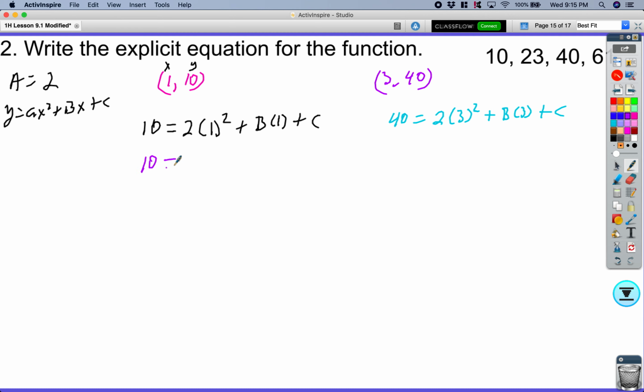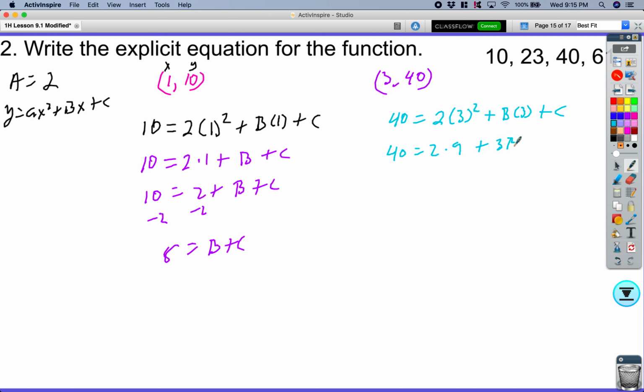This will give me 10 is equal to 2 times 1 plus b plus c. This will then give me 10 equals 2 plus b plus c. And when I subtract 2 on both sides, this will give me 8 equals b plus c. So it's the most simplified form there. And back over here in blue, I'm going to have 40 is equal to 2 times 9 plus 3b plus c. Now I'm going to have 40 equals 18 plus 3b plus c. And when I minus 18 on both sides, I'm going to have 22 is equal to 3b plus c.